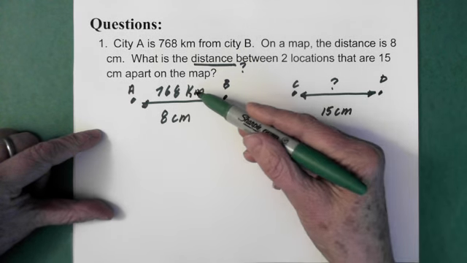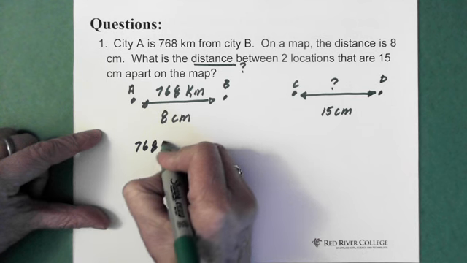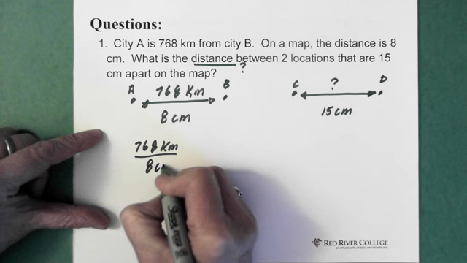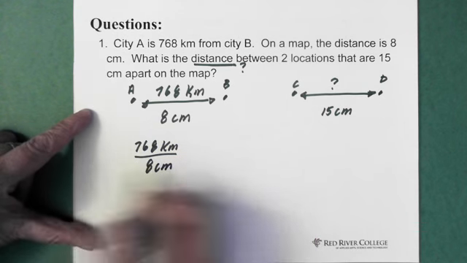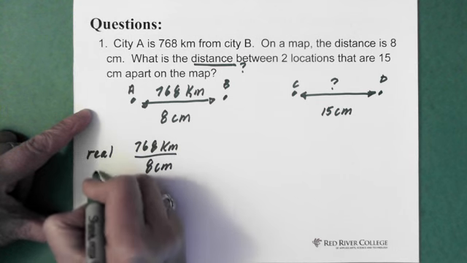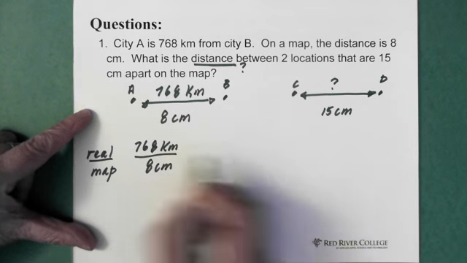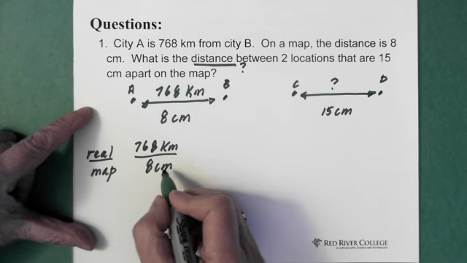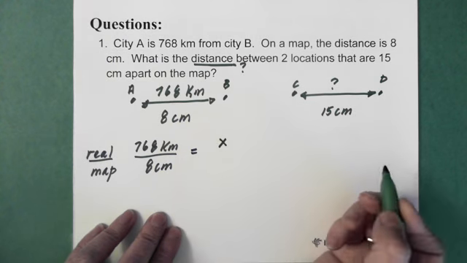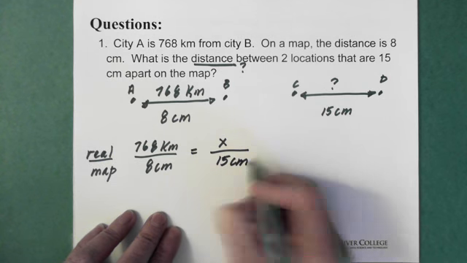The 768 kilometers is the 8 centimeters on the map. And notice that we can even just say we're setting it up this way. The real distance, and the map distance. So real over map. So 768 kilometers over 8 centimeters equals the unknown kilometers over the 15 centimeters.